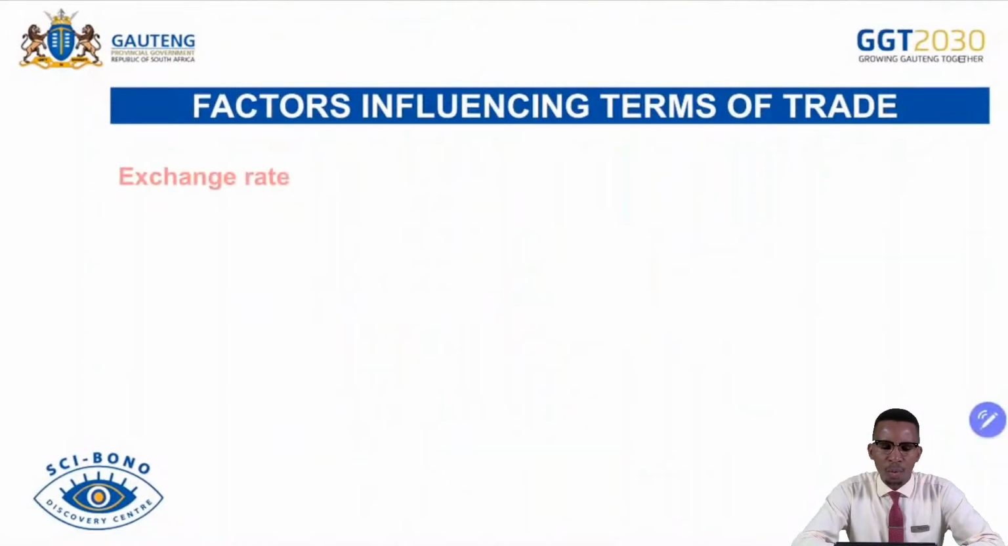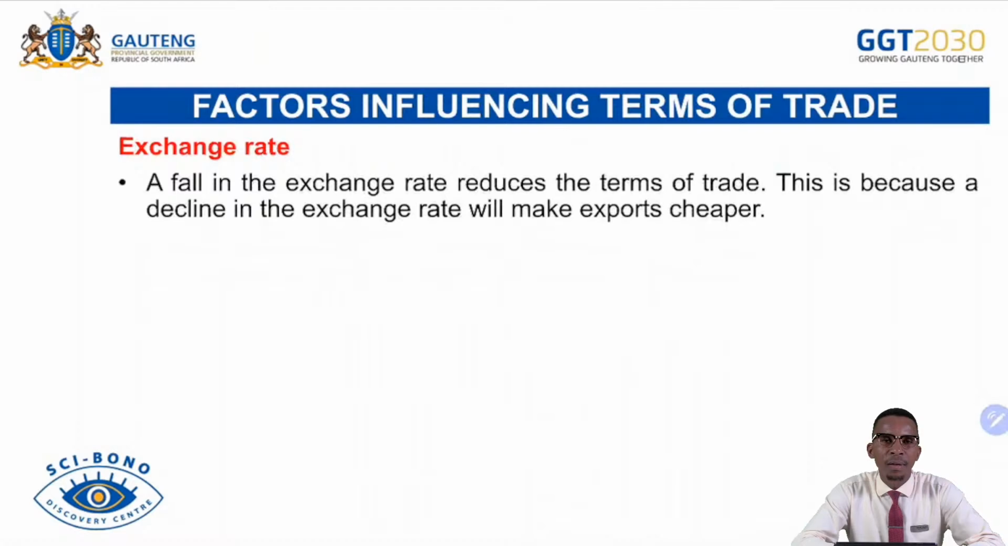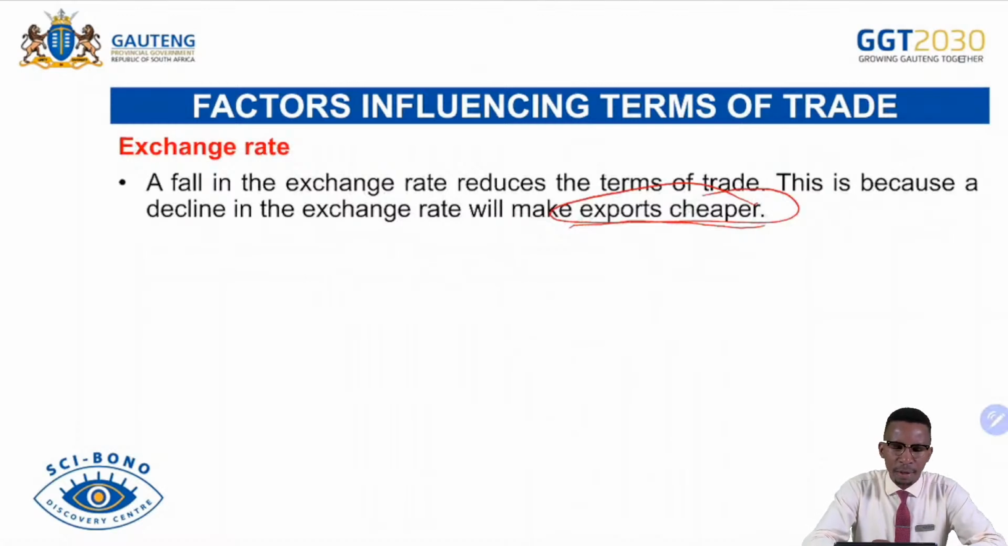So which are the factors that influence the terms of trade? We talk about the exchange rate. A fall in the exchange rate reduces terms of trade. This is because a declining exchange rate will make exports cheap. So look, if exports are relatively cheap, that will mean there will be less earnings on exports. So let's check. Let's say the currency depreciates.